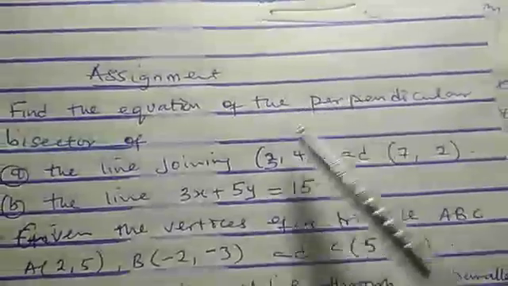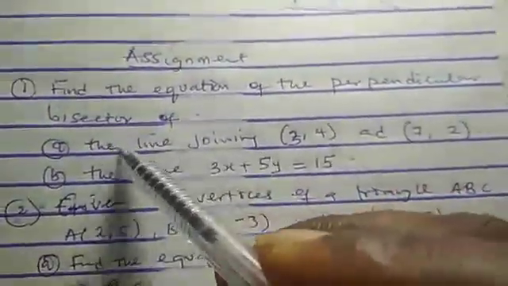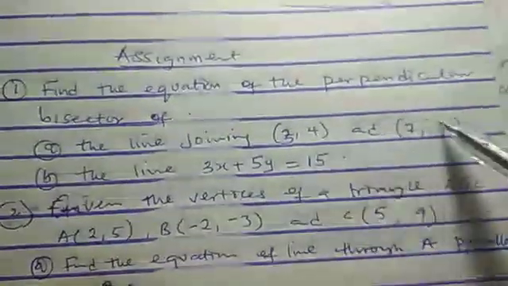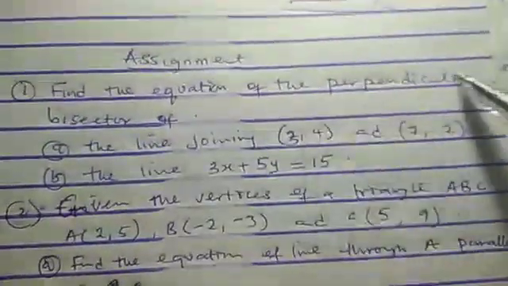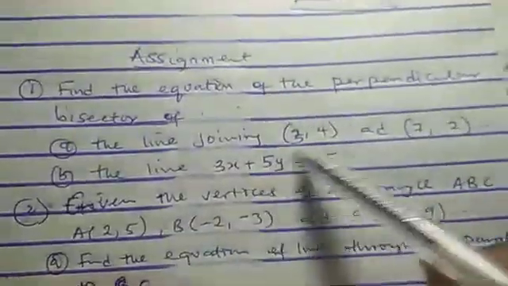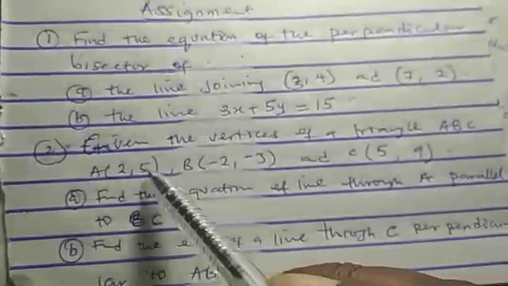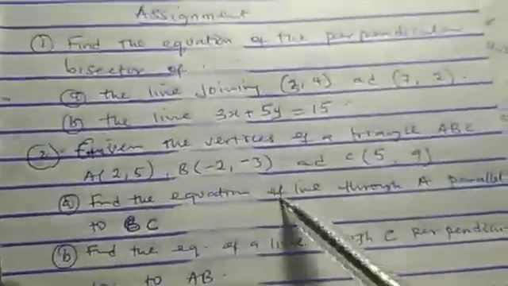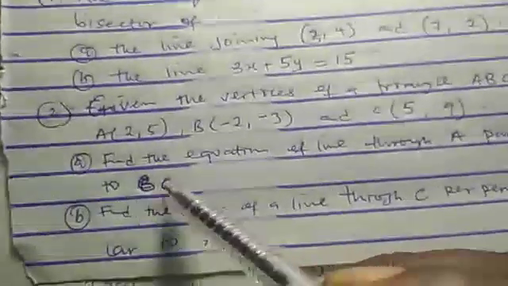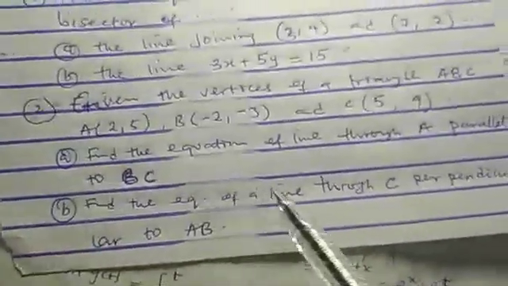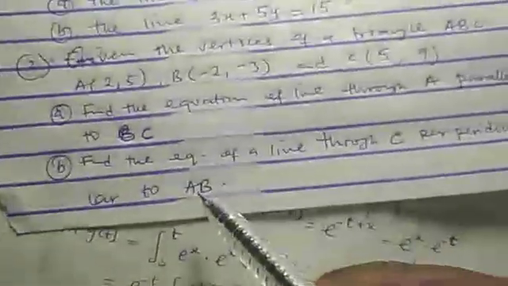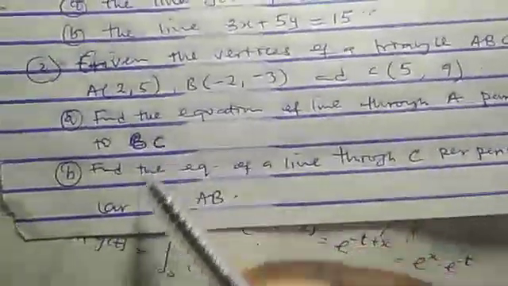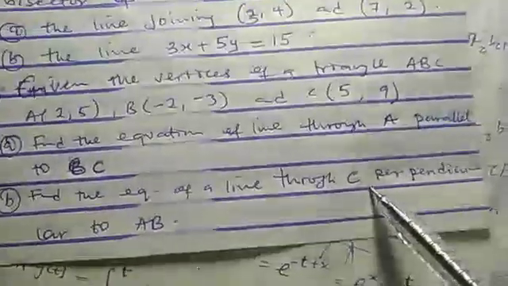Find the equation of the perpendicular bisector of the line joining this point and this point. Number 2, given the vertices of a triangle ABC, find the equation of a line through A perpendicular to BC, find the equation of a line through A parallel to BC, and find the equation of a line through C perpendicular to AB.